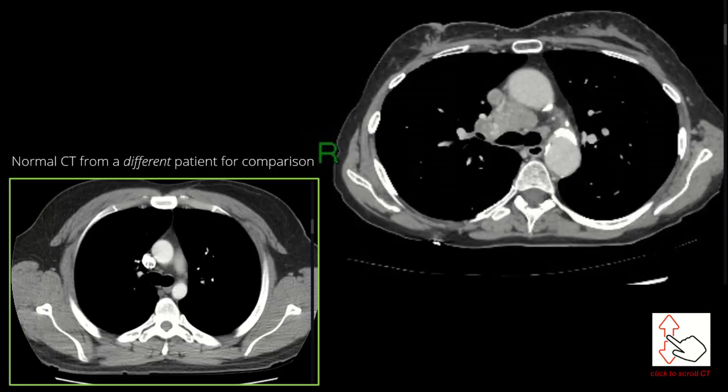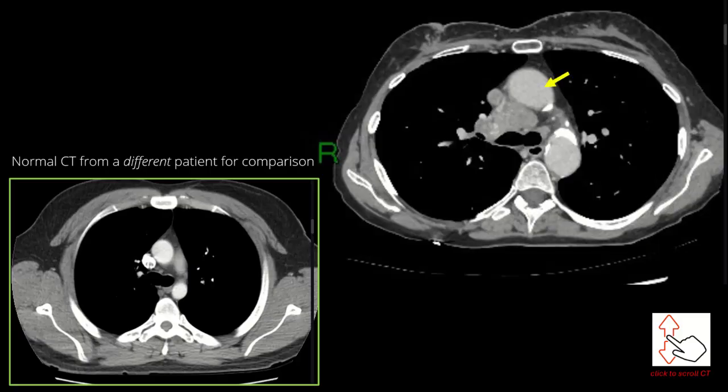The upper right is a chest CT from the patient we just saw the chest x-rays from. On the lower left in green is a different patient but a normal image of this same region for comparison. Note that the normal reference has contrast and our patient does not. First, let's identify the structures that we know.